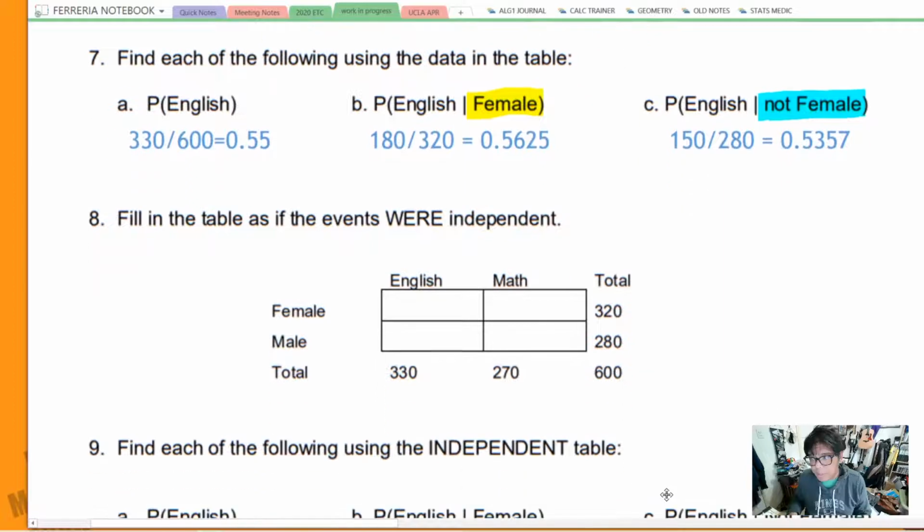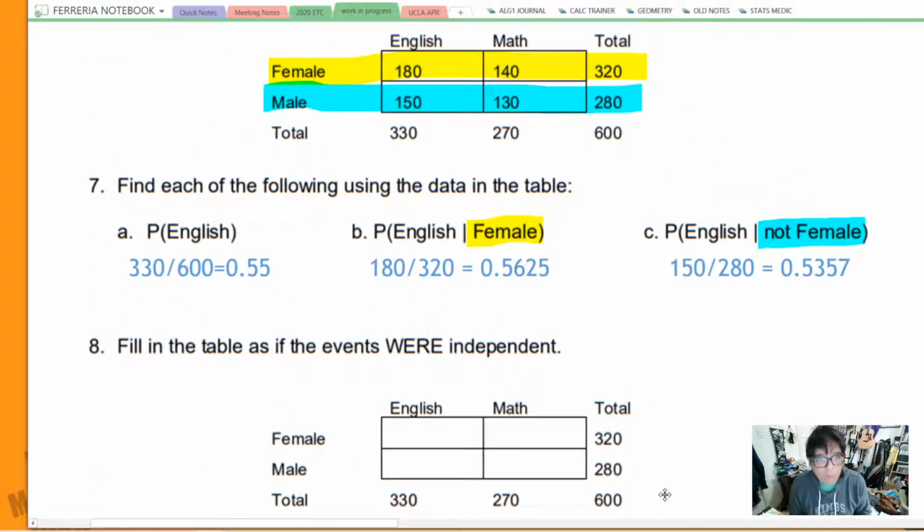Well, that's going to be 150 out of 280, which is predictably not the same as 55. So what if these were independent? What would this table look like?